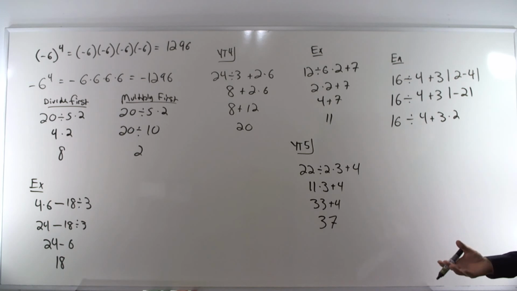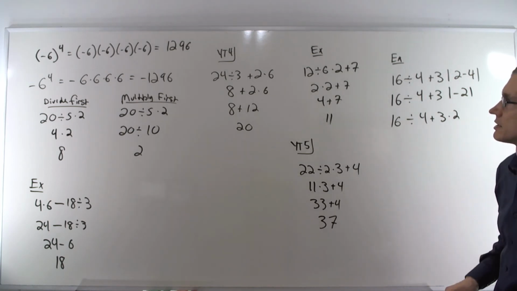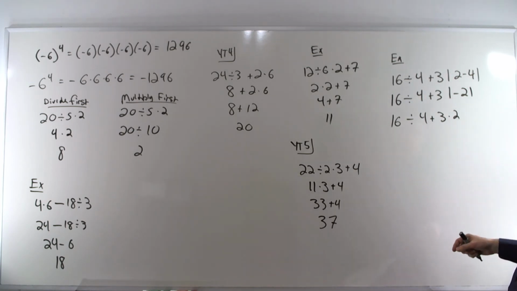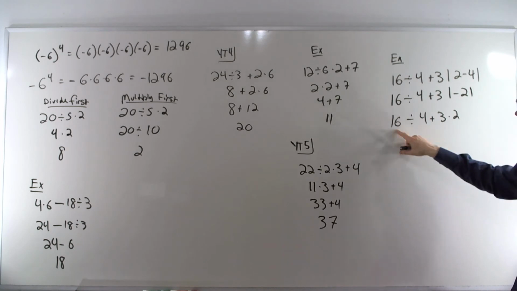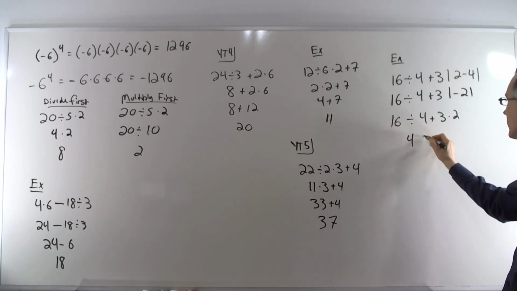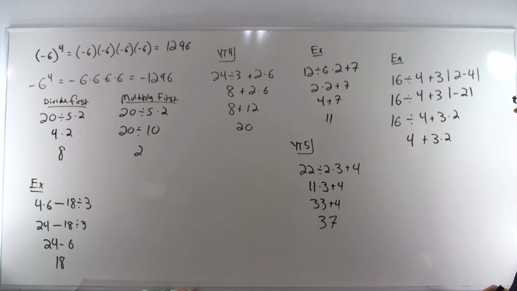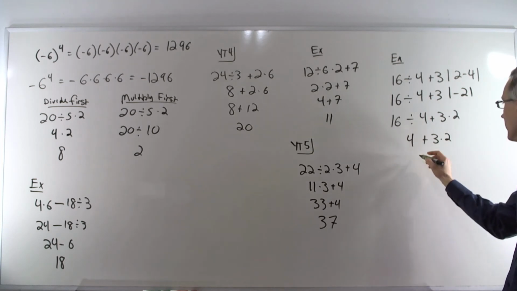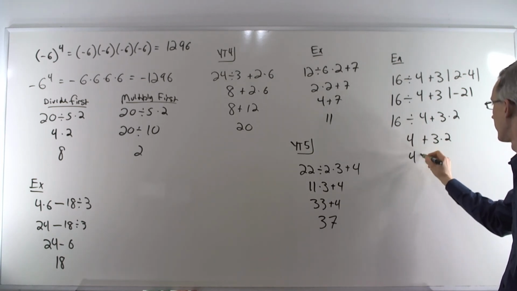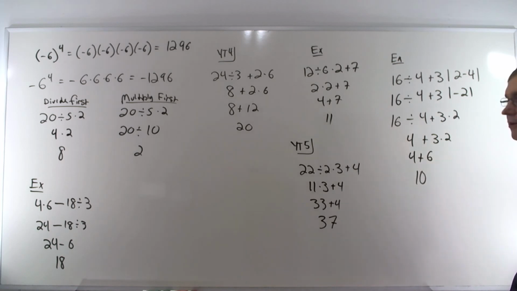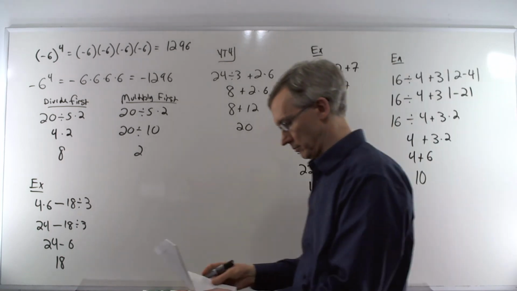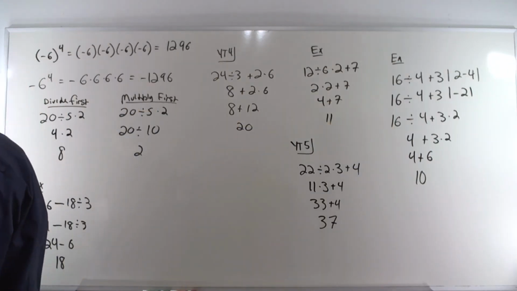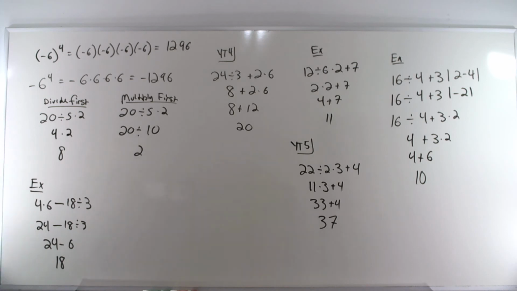All right, now that we've gotten rid of the grouping symbol, we've got an expression that looks like the ones we've done before. So we'll do it just like we did with those. 16 divided by 4 is 4. And then 3 times 2 is 6. So we've got 4 plus 6, and then 10. Your turn, number 6.